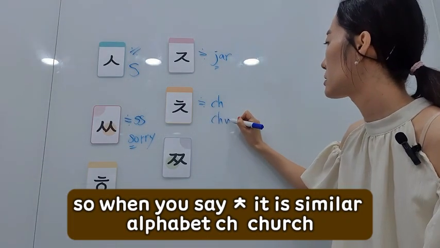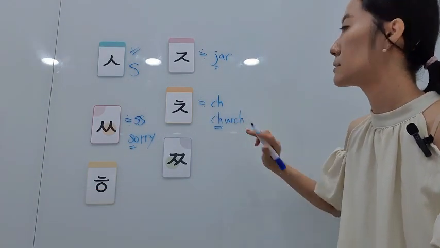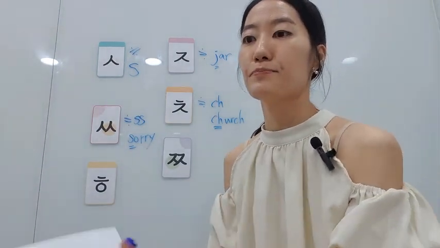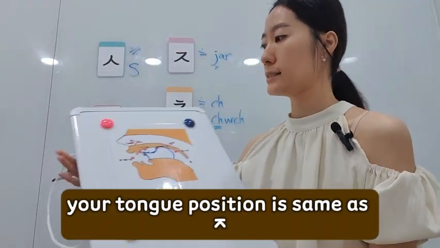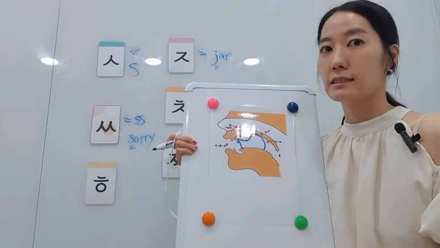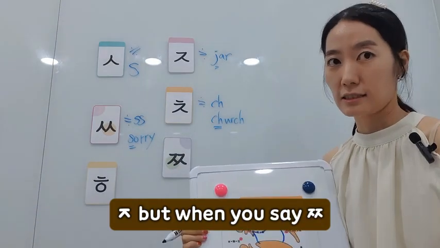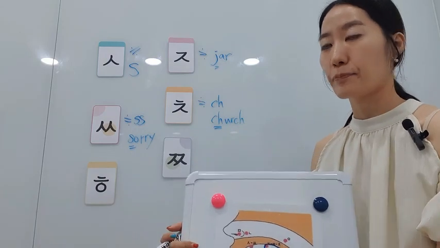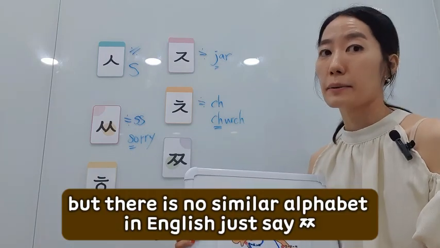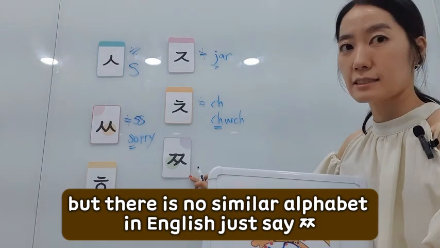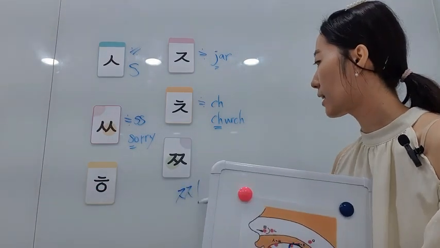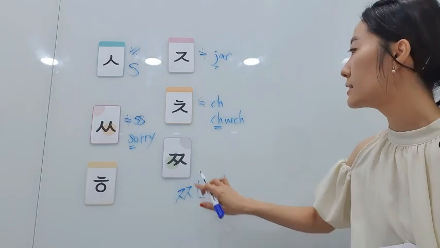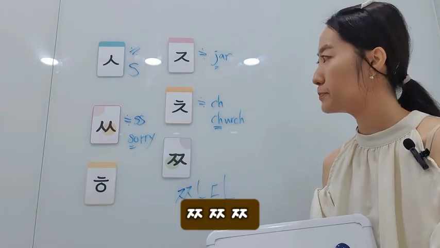So it's charge. 츠, 츠, 츠. So when you say 츠, your tongue position is same as 츠. But when you say 쯔, you need a little tense. 쯔, 쯔, 쯔. But there is no similar alphabet in English. Just to say 쯔, 짜다, 짜다, 짜다, 쯔, 쯔, 쯔.